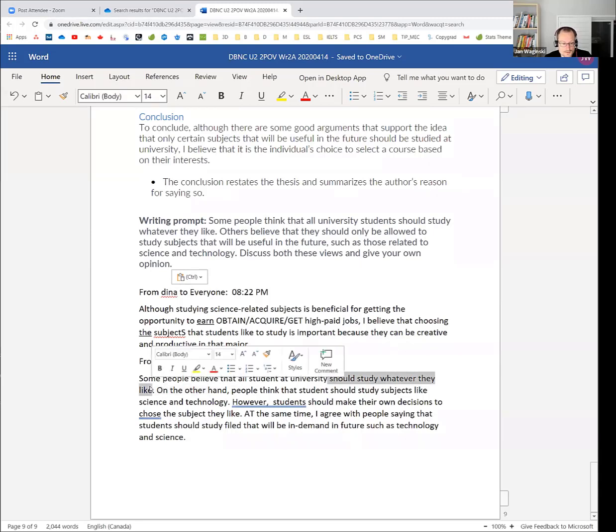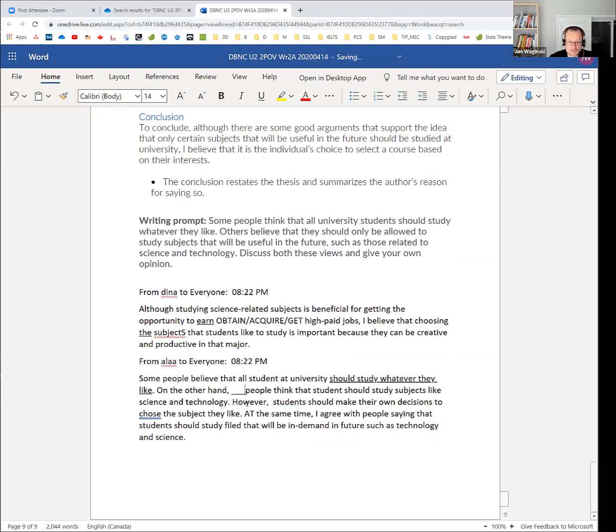Okay. So Ala, you have to paraphrase this stuff, okay? Because this should study whatever they like is in the question, and it's also in your response. So that's a no-no. Okay, you've got to put that in your own words. On the other hand, people think the students. You've got to put a small word in here. The people? Other people. Some people believe. On the other hand, then we've got others again. It's not the worst, but you need this word.